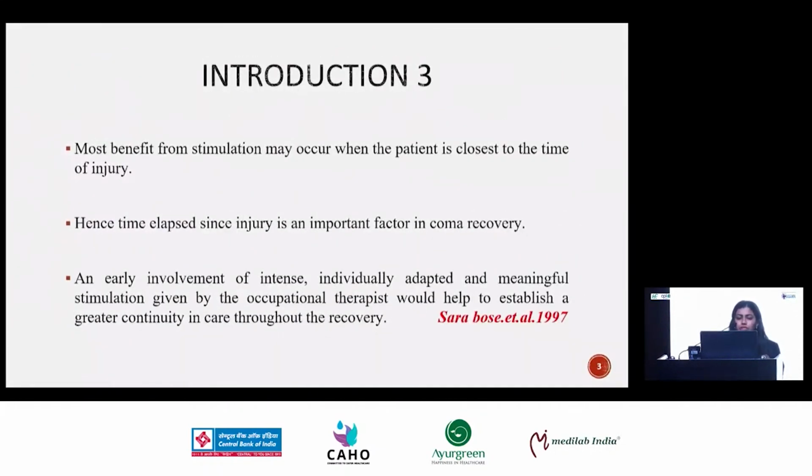Most benefit from the stimulation may occur when the patient is closest to the time of injury, hence time elapsed since injury is an important factor in coma recovery. An early involvement of intense, individually adapted and meaningful stimulation given by the occupational therapist would help to establish a greater continuity in care throughout the recovery.